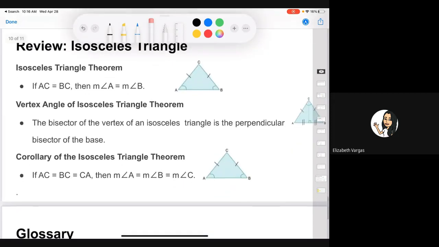So what did we review today? We looked at all these different theorems, okay? We looked at the isosceles triangle theorem, which basically tells me if I have at least 2 congruent side lengths, then I have an isosceles triangle, which means my base angles are going to be congruent.